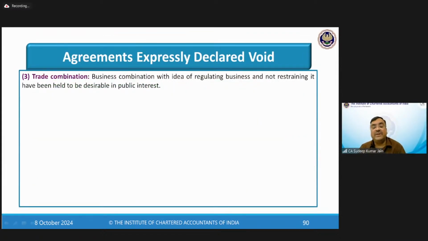Now trade combination, trade unions, such as iron trade, industry, cycle trade unions. So business combinations with the idea of regulating business and not restraining it have been held to be desirable in public interest.